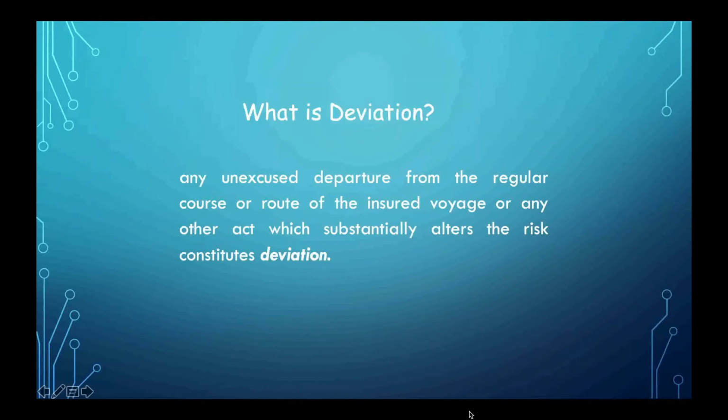What is deviation? Deviation is any unexcused departure from the regular course or route of the insured voyage, or any other act which substantially alters the risk.